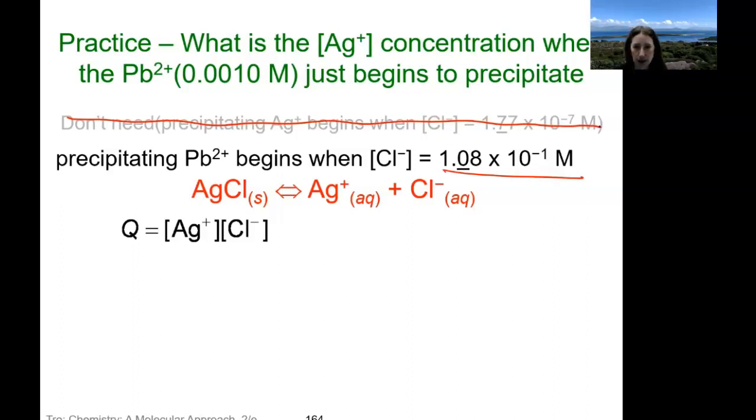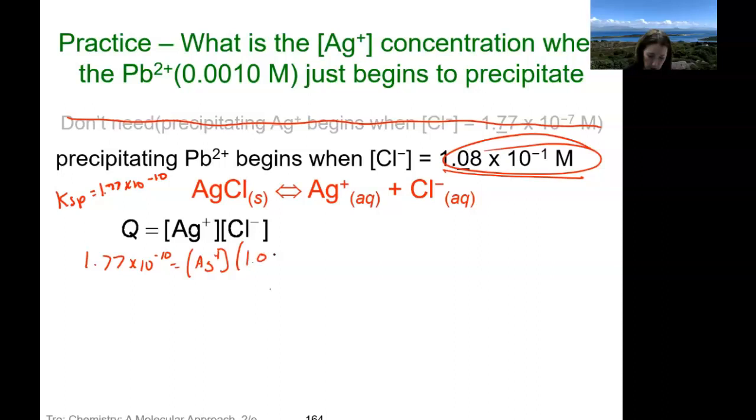Our KSP for AgCl is 1.77 times 10 to the negative 10. That's our KSP, so we just plug it in. 1.77 times 10 to the negative 10th equals Ag, which we don't know, times our Cl, which we just solved for. And then Ag equals 1.6 times 10 to the negative 9th molar.